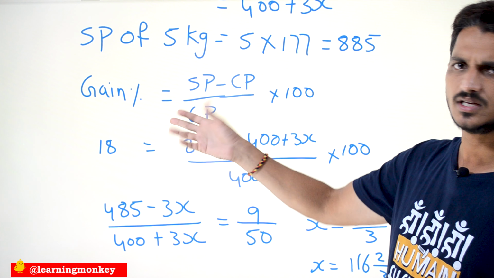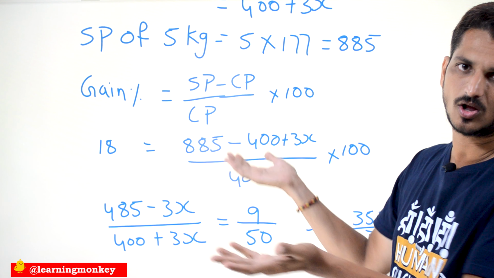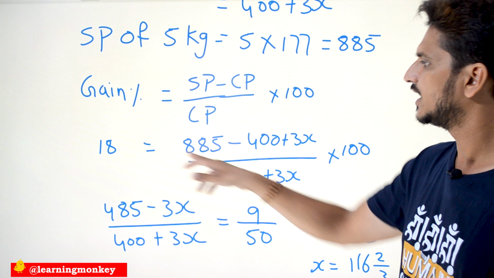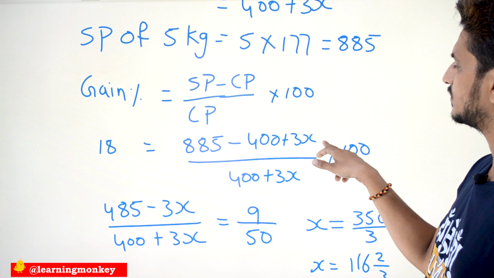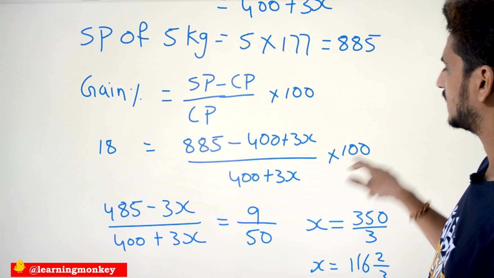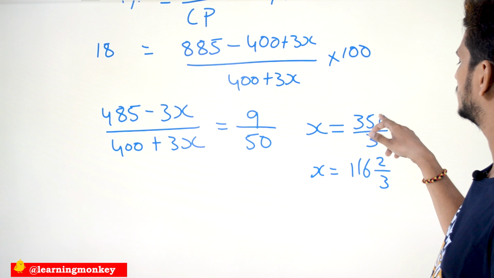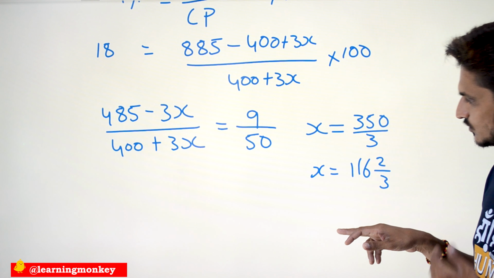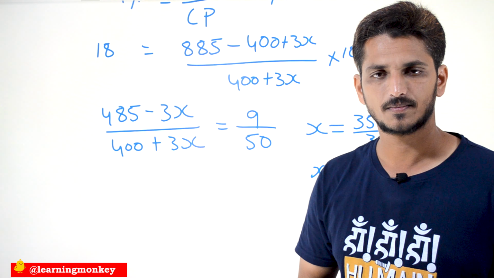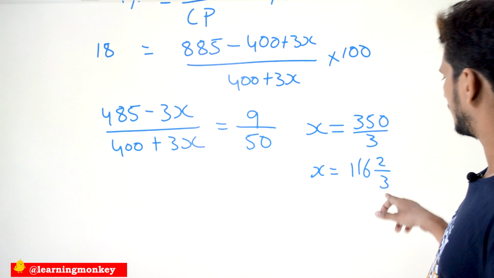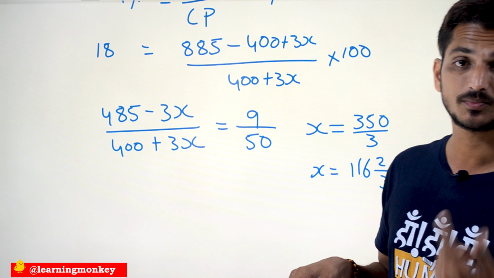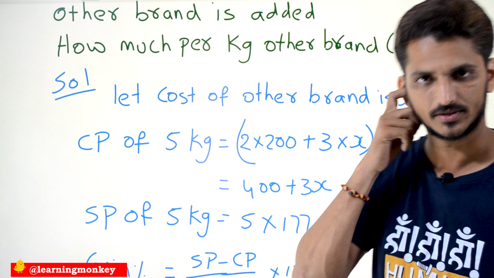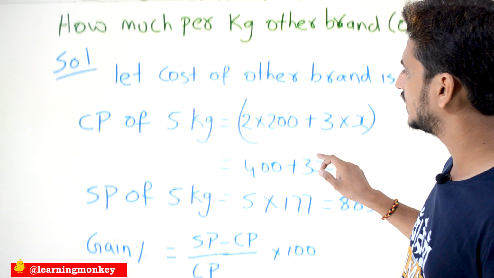So if you put it in this equation and solve it, you are going to get the gain percentage. Gain percentage is selling price minus cost price by cost price multiplied by 100. 18 is equal to (885 minus (400 plus 3x)) by (400 plus 3x) multiplied by 100. If you solve this equation, x is equal to 350 by 3, which is 116 2 by 3. This is what the other brand's cost is. So the other brand cost is 116 2 by 3 rupees. Okay, this is how we have to solve these examples.